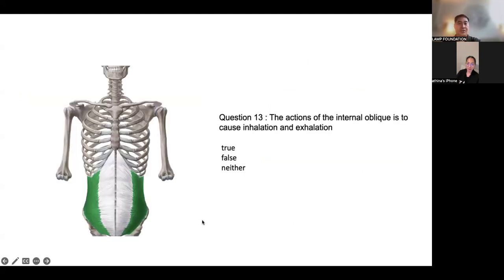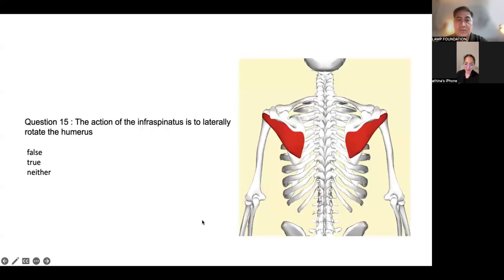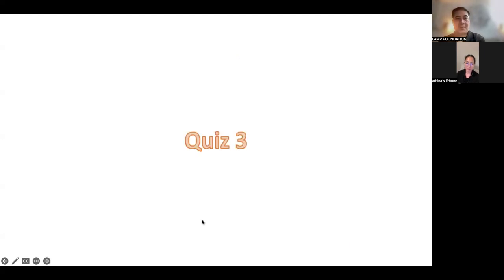Actions of the internal oblique is to cause inhalation and exhalation. True or false? That is false. Which of these muscles elevate and help to retract the scapula? The levator scapulae. Action of the infraspinatus is to laterally rotate the humerus. True or false? That is true.